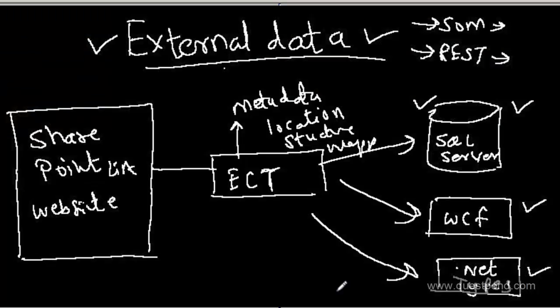So I hope that you have enjoyed this video. In this video we saw how we can use BCS to connect to external data and transfer data to and fro. What we did is, first we created an ECT. We gave the appropriate permission to the ECT, and then we went into our SharePoint and created an external list which connects to this ECT. And then whenever we update data over here, it's propagated to the data source, and when we change data on the data source, the same is reflected on your SharePoint site.